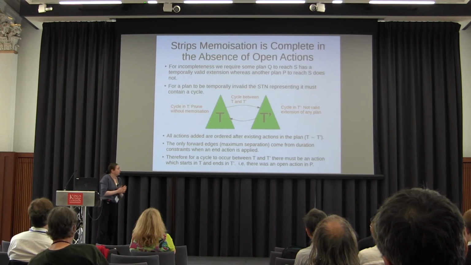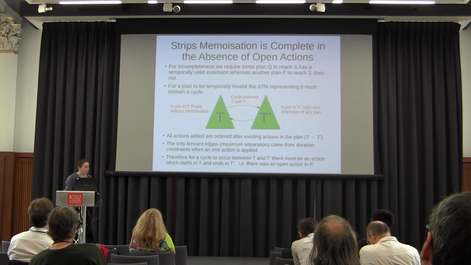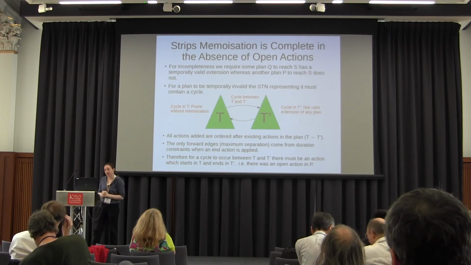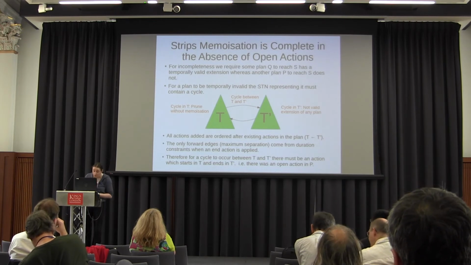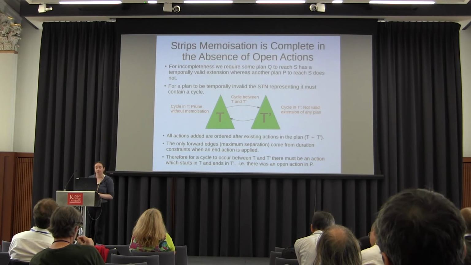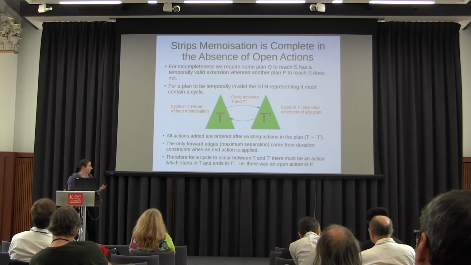So the first thing we did is say, well, when can we use strict memoization in temporal planning? And what we found out is that although we lose optimality in the absence of open actions, it is still complete. And this is just a brief sketch of the proof.